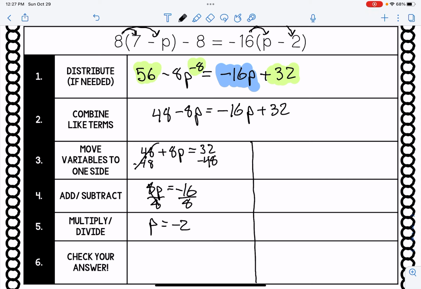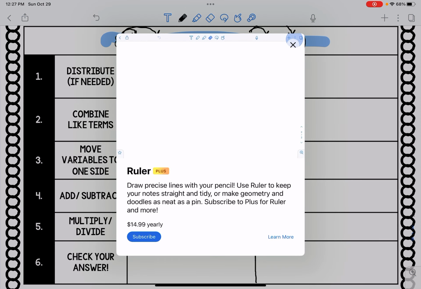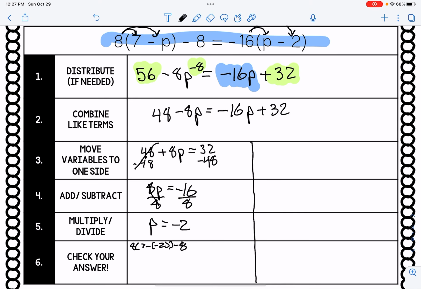So we can check that. 8 times 7 minus, this is really important here, negative 2. It's not just minus 2, it's minus negative 2. We're following that equation that we were originally given up above. Minus 8 equals negative 16 times negative 2 minus 2.